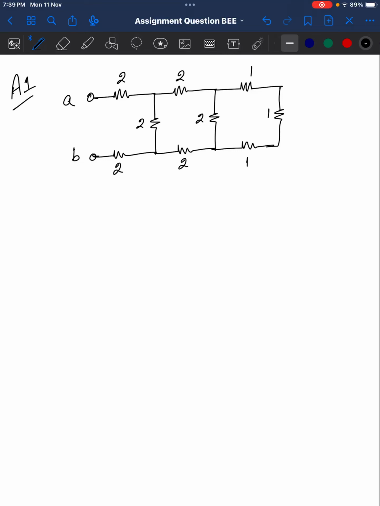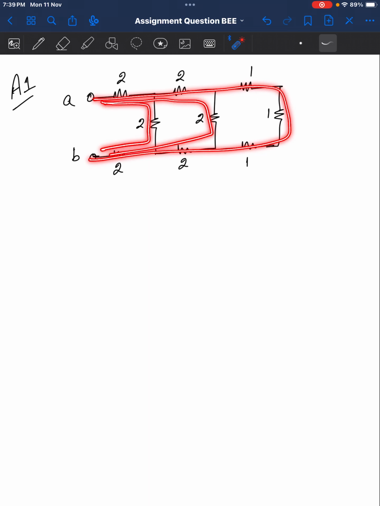Let's start with this equivalent resistance calculation. What we find in this is the paths available: this is one, this is also one, and this is also one. We can say that this is one path, this is also one path, this is also one path. So now three parallel paths are there.